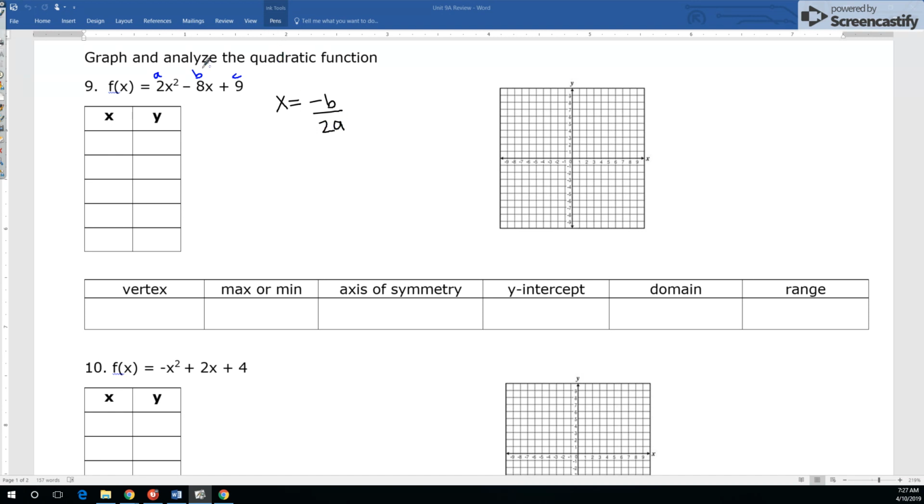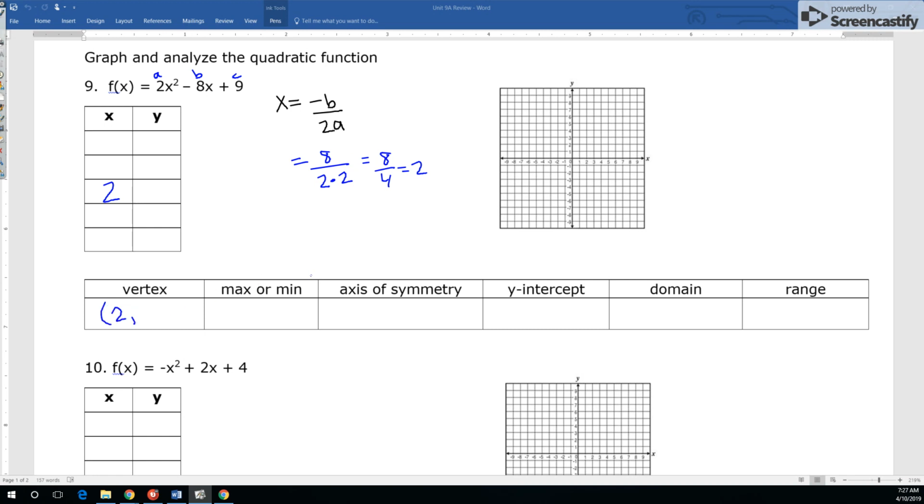So opposite of b divided by 2a. B is already negative 8, so the opposite of negative 8 is positive 8. 2 times a, well, my a value is 2. So 8 divided by 4 is 2. That's the x value of my vertex.